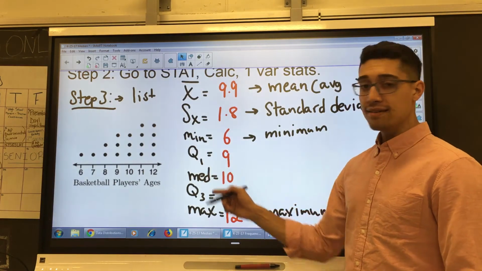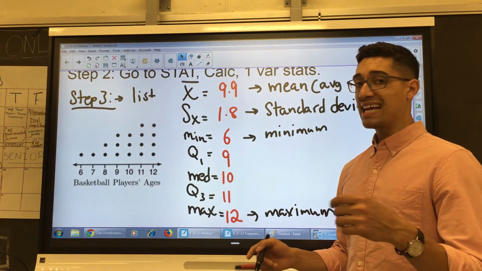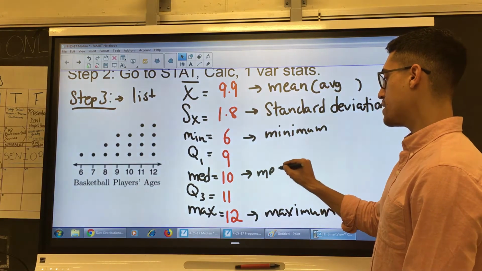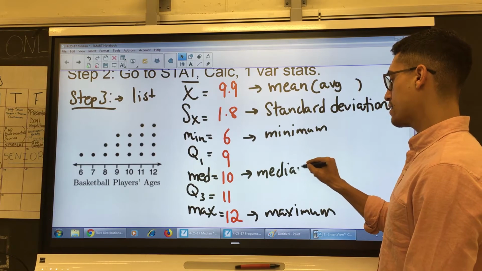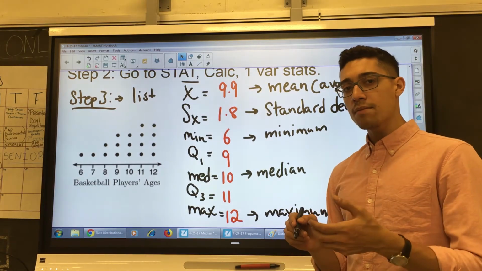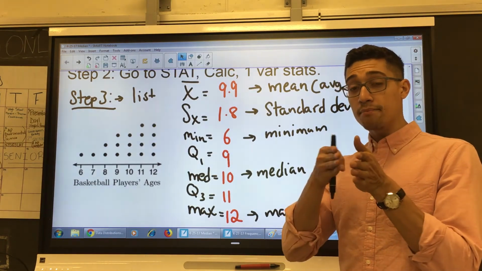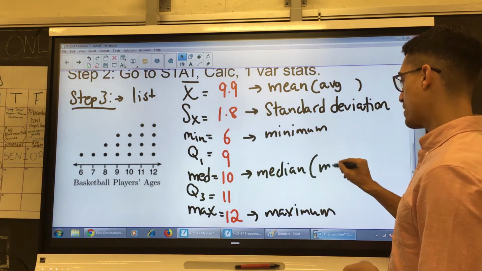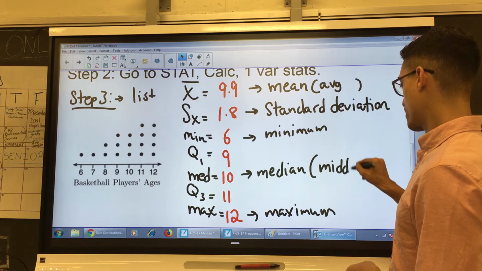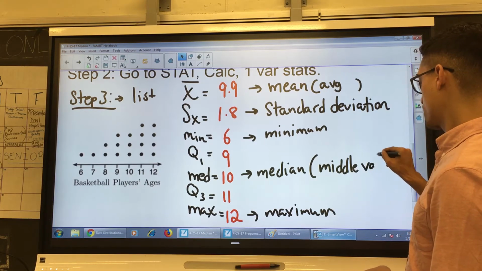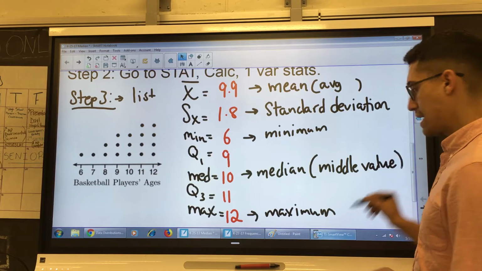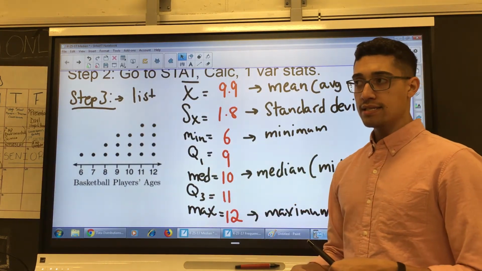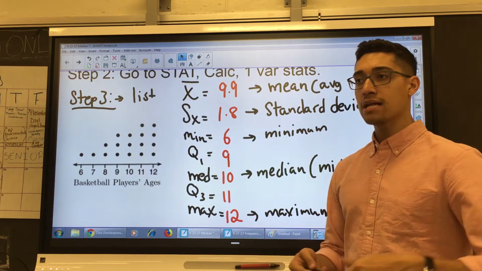Now, MED, you should recognize that also. That's going to be the median, all right? So MED is the median. And the median is just the name for the data that is in the middle, okay? The middle data. So I'm just going to write that as middle. And then medio, okay?